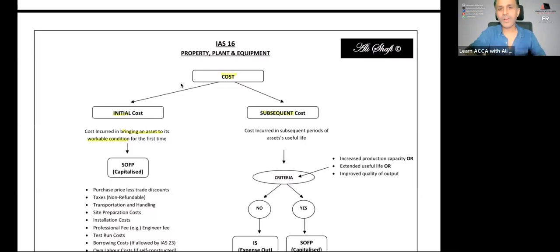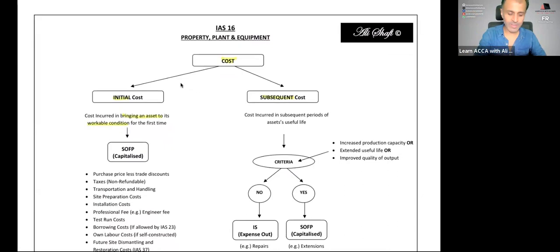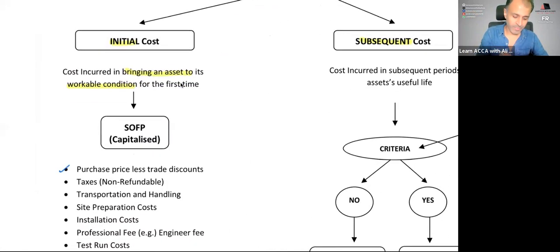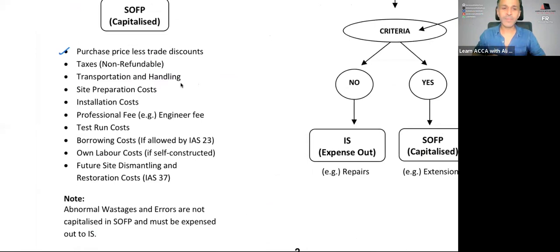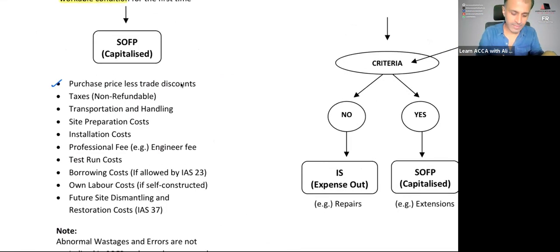Well, the basic component of cost obviously is going to be the purchase price. Purchase price is the major ingredient to start with. And then you can see the list. Let's understand that list, not by cramming it, but by getting a better sense of it. So purchase price is the first thing that should form a part of the cost. Less trade discount. Yes, trade discount.